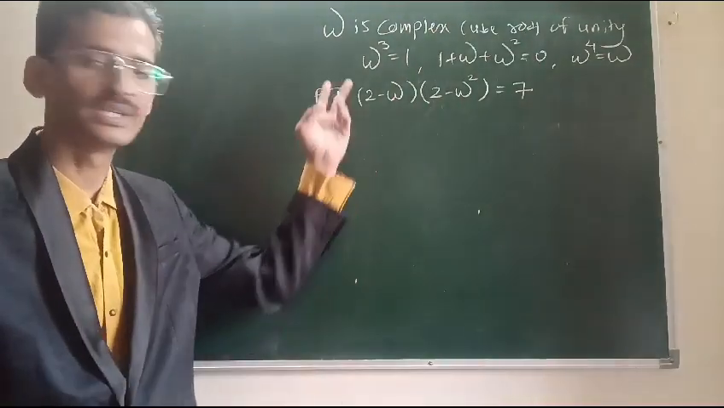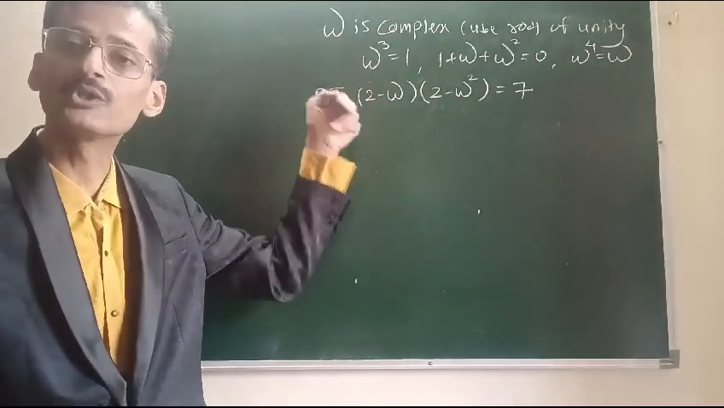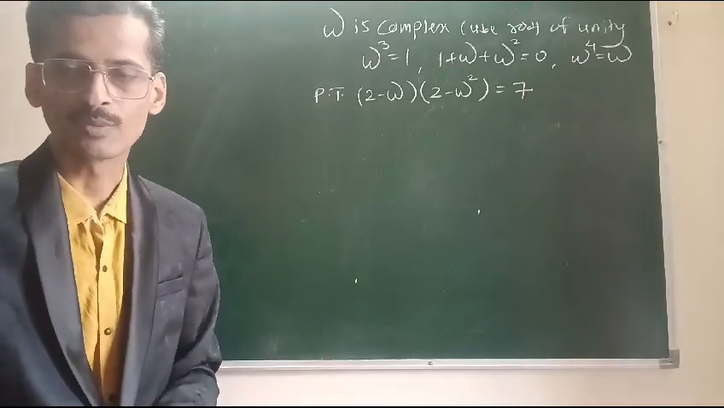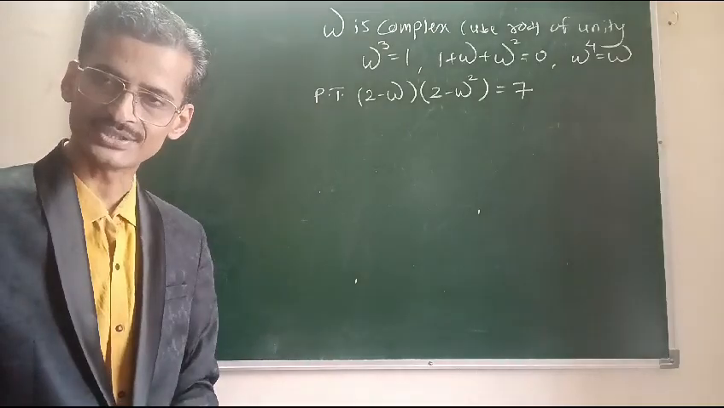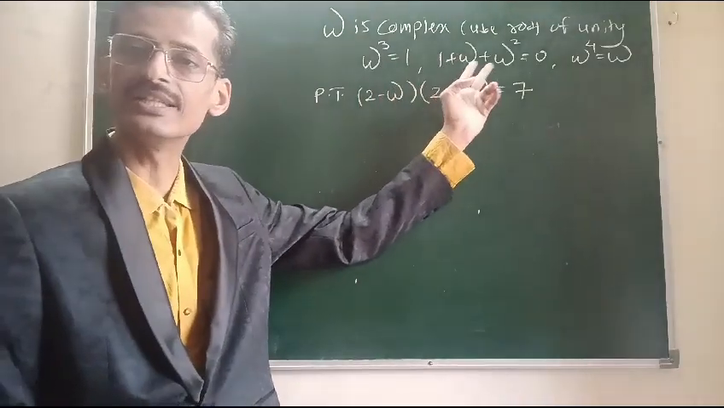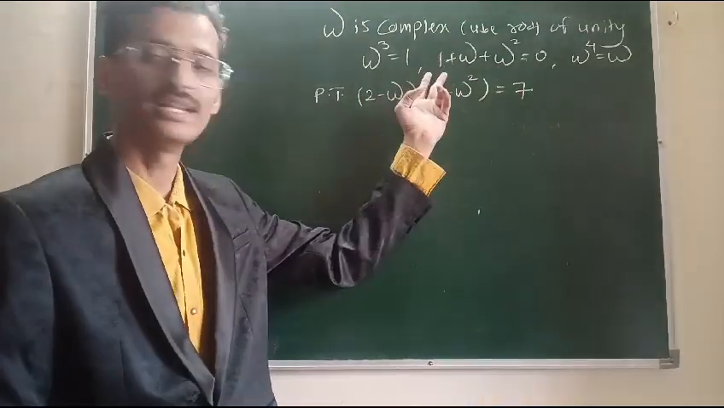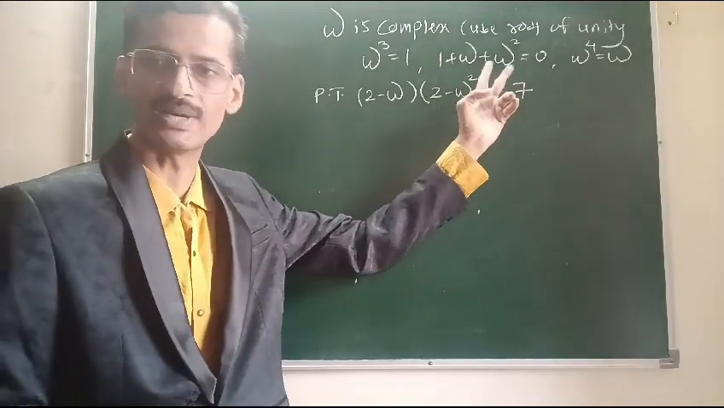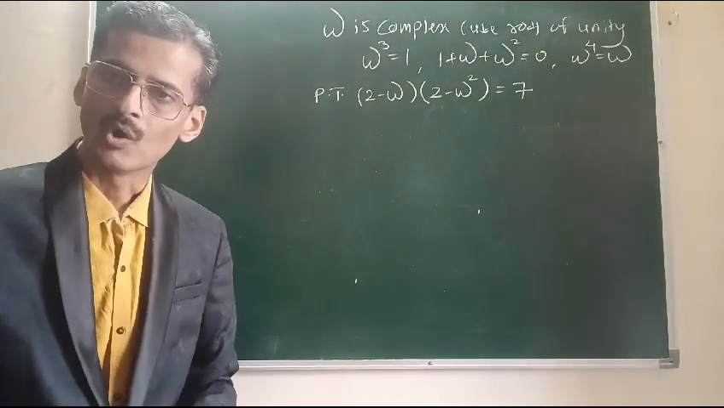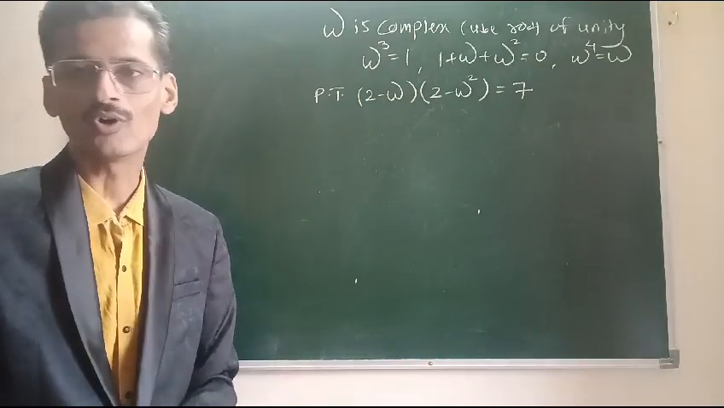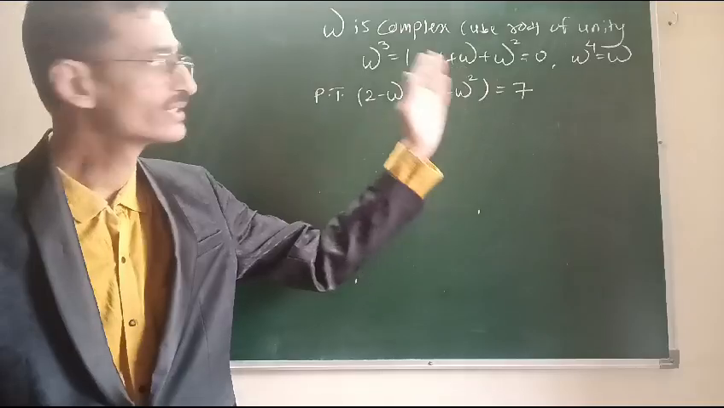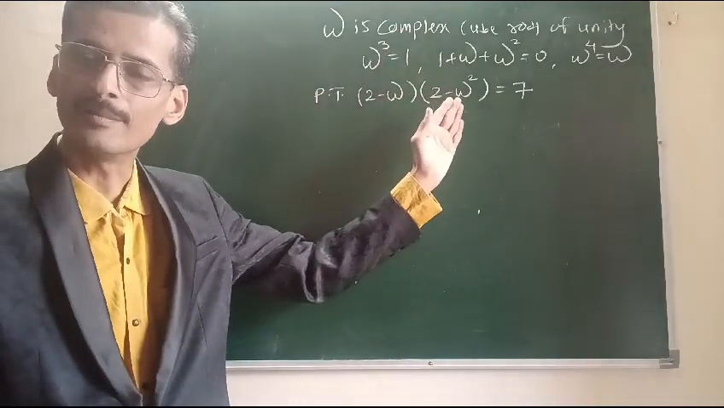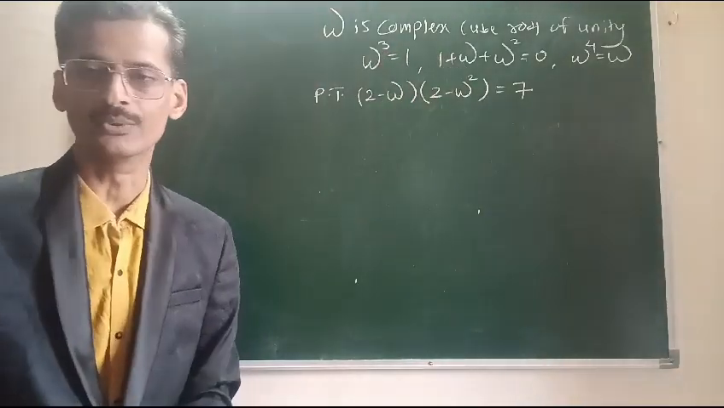So important properties, now remember these. First property is omega cube is 1. Second property is when we add the given 3 cube roots of unity, 1, omega and omega square, our answer is 0. We will check this in some next video of these cube roots of unity. But now just remember the properties. 1 plus omega plus omega square is 0.